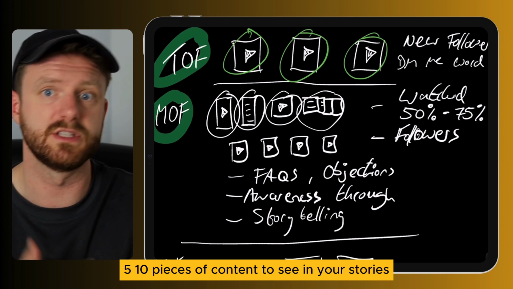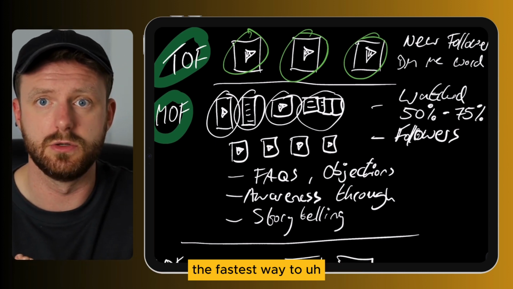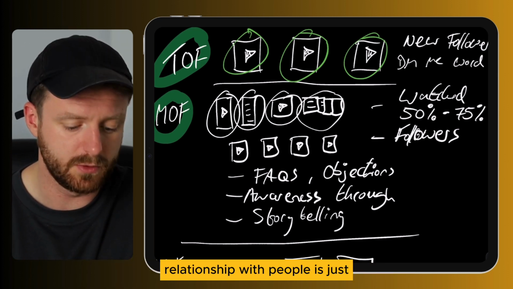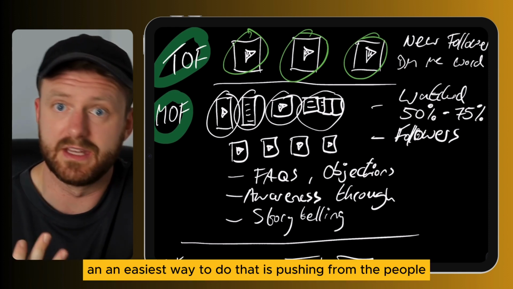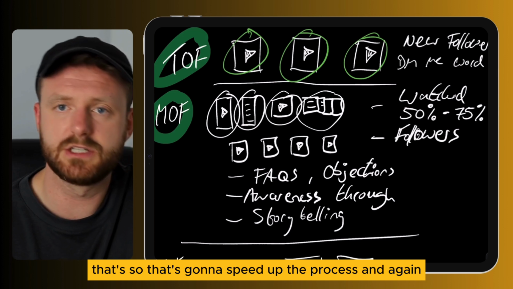5-10 pieces of content to see in your stories, they're engaging with you, right? The fastest way to increase your brand reputation and build this relationship with people is just having them binge on your content, right? And the easiest way to do that is push it in front of people with ads. So that's going to speed up the process.